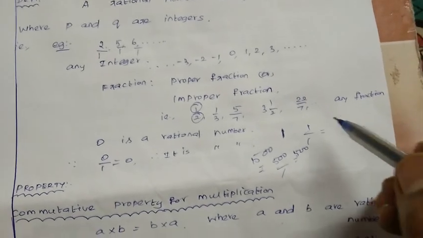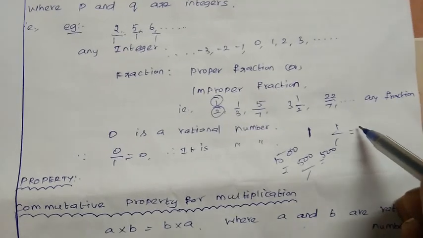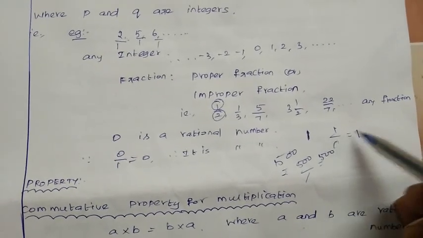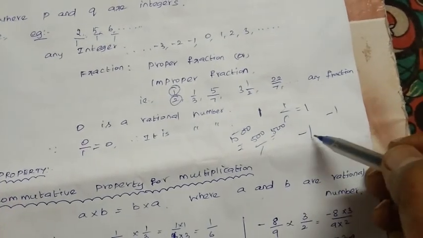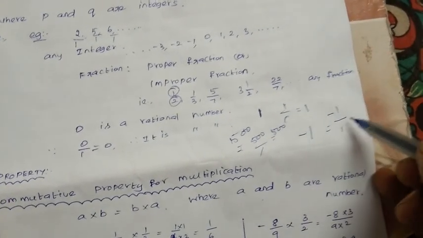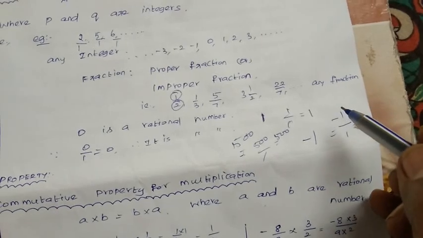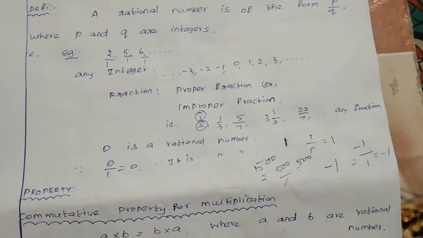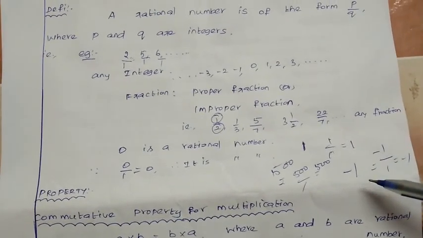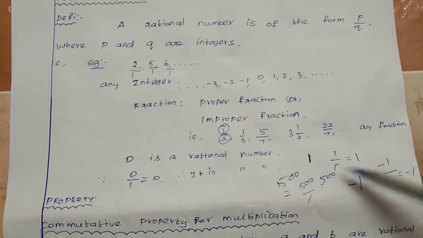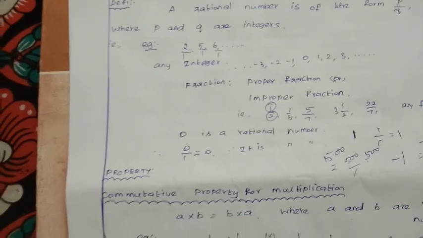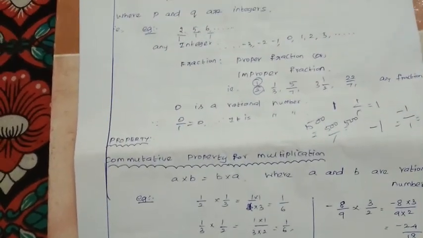So like that, any integer we can tell is a rational number. Now 1 by 1, the number is 1. Similarly minus 1: we can write minus 1 divided by 1, that is minus 1. So what we can understand from this is that 1 and minus 1 are different numbers. Now come to properties, just to recall.